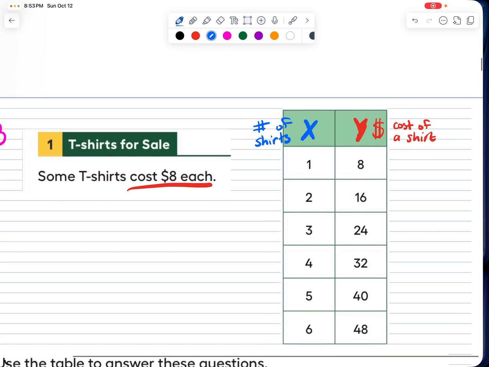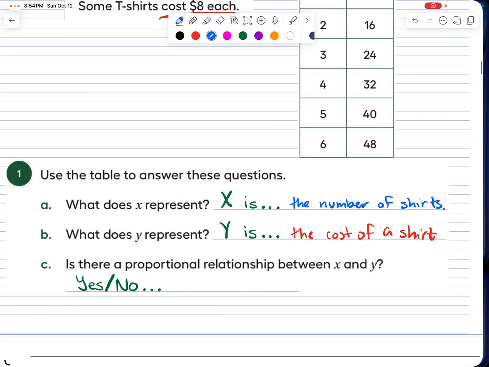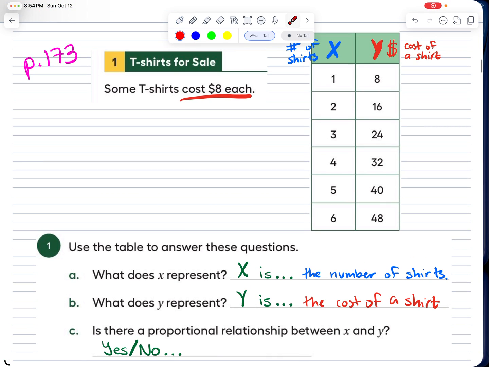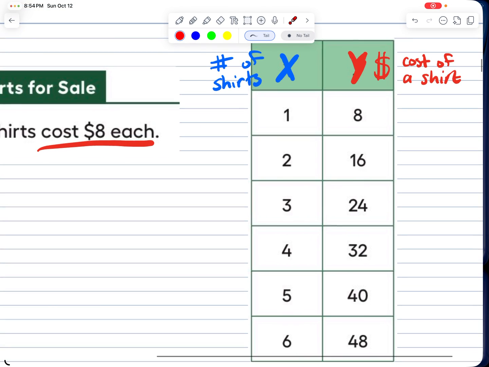Let's see. Number of shirts. So X is the number of shirts, or the amount of shirts. Now we can look here. Is there a proportional relationship between X and Y?